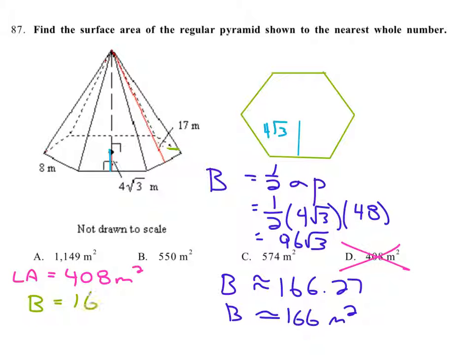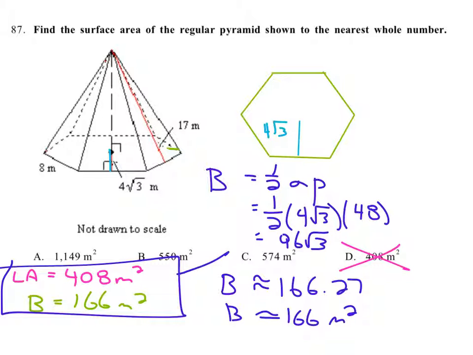So then we say 166 meters squared, and then we have to sum up 408 meters squared plus 166 meters squared, and we get 574 meters squared when we add these two amounts together. Okay? They sum up to 574, and that's that answer right there. Okay? That's how you do it.